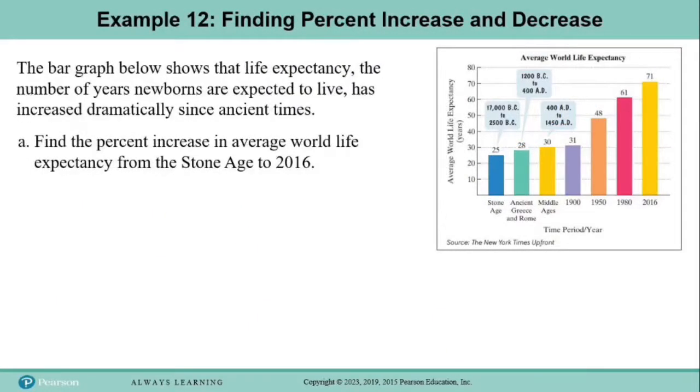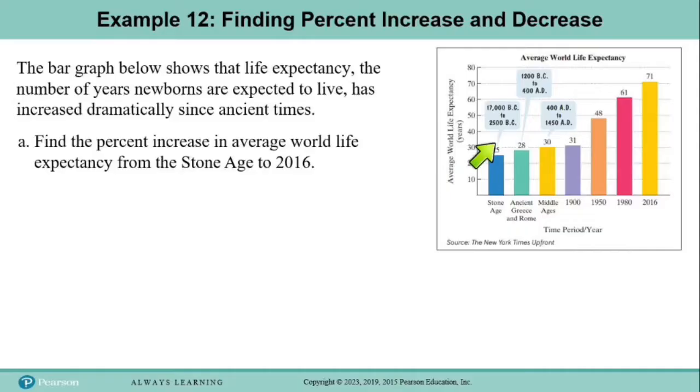Okay, now example 12, still working with percent increase and percent decrease. And it says, the bar graph below shows that life expectancy, the number of years newborns are expected to live, has increased dramatically since ancient times. Part A, find the percent increase in average world life expectancy from the Stone Age to the year 2016.